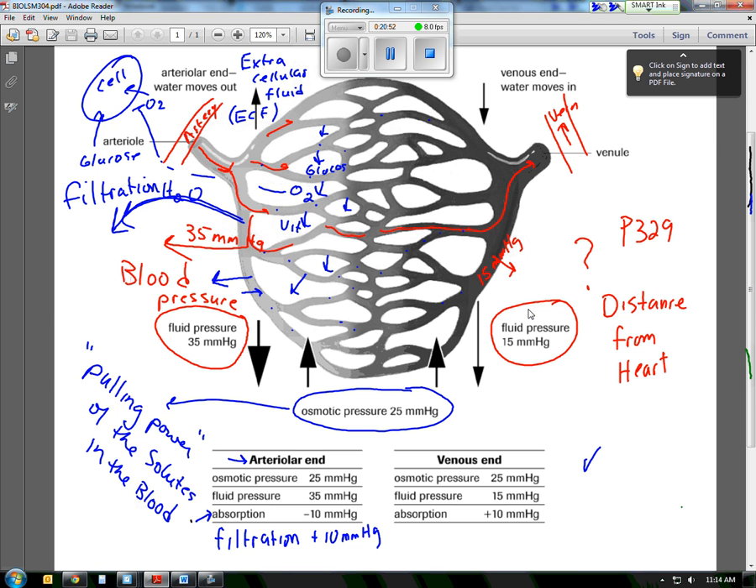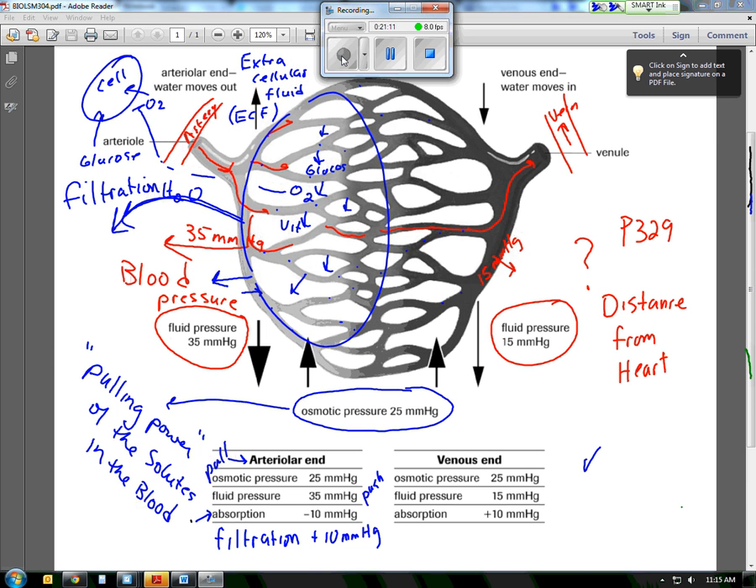In other words, the pressure on this part right here, the fluid pressure, is greater than the osmotic pressure, and so things are going to come out. Water is going to come out, and all these other things are going to come out of the blood vessels right there.